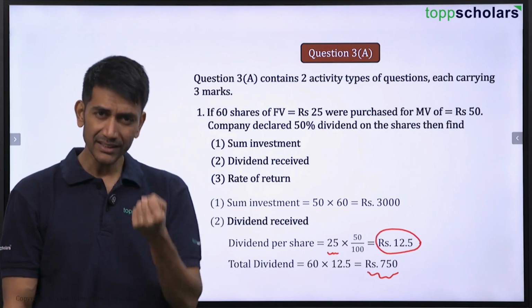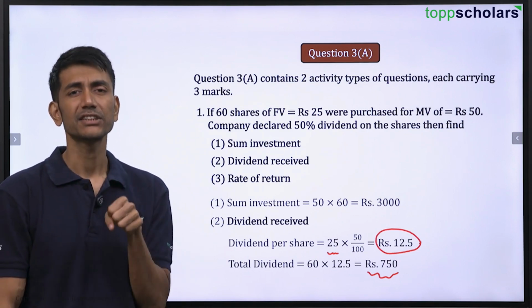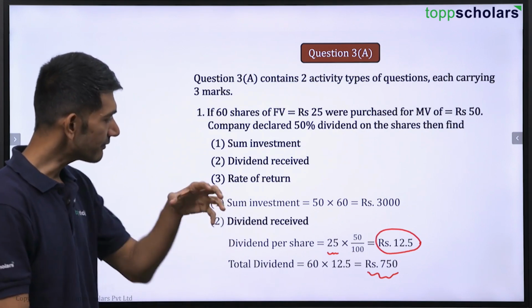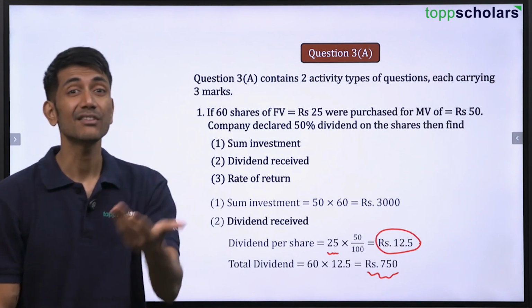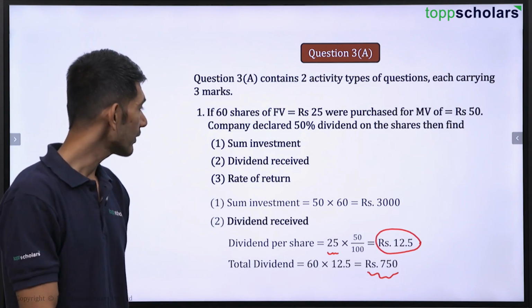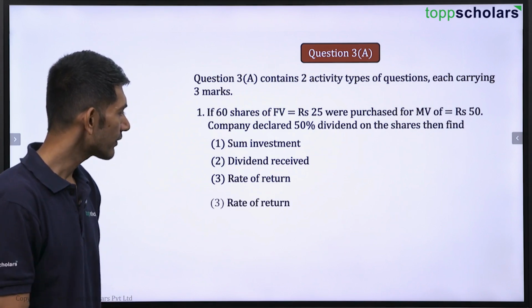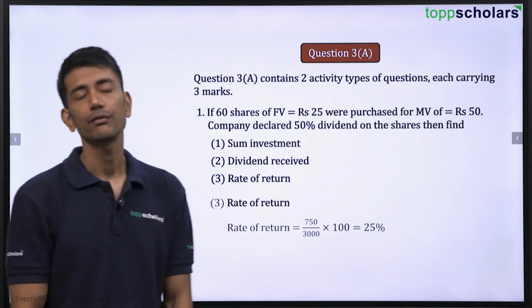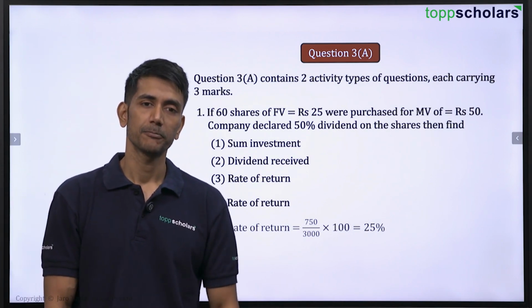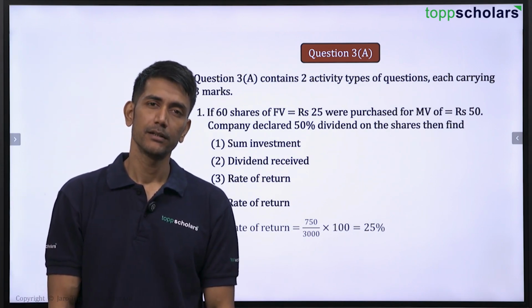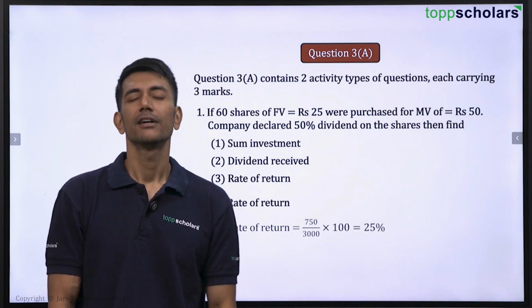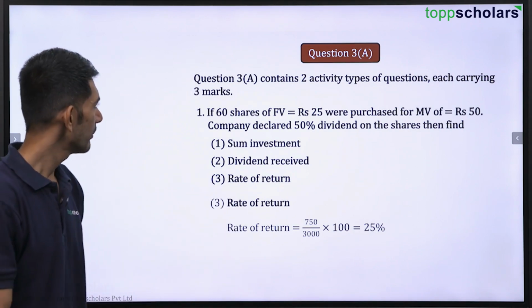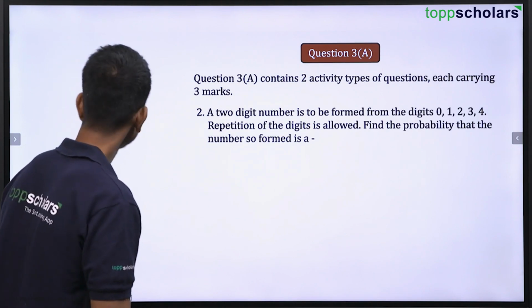That means dividend is nothing but your kind of profit. That is the extra money that you are generating. So 750 rupees you generated at an investment of 3000. So what will be your rate of return? The rate of return will be 750 by 3000 multiplied by 100, and that is going to give you 25%. Clear? So 25% is the rate of return. Perfect. So let's continue further.